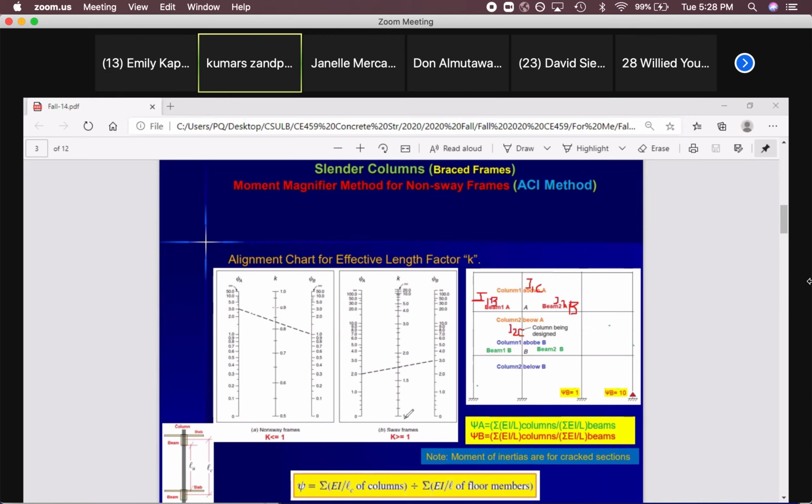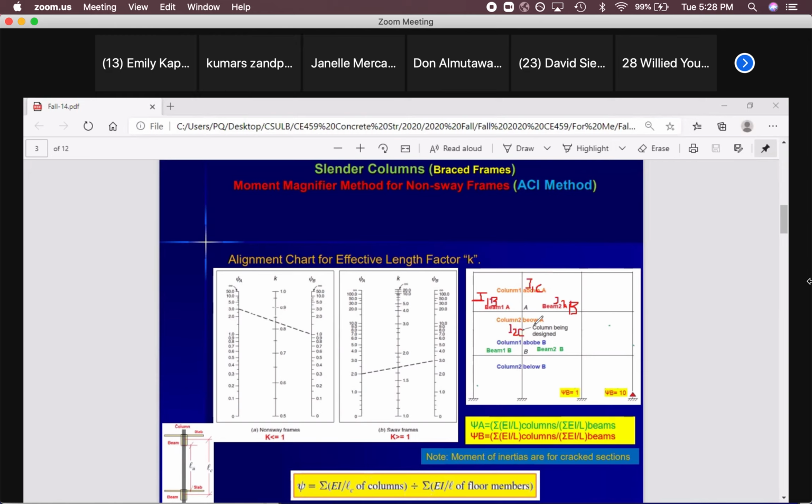That's the same method. But some of them don't have a cracked section, so you don't need to find 0.7, 0.35. For steel, there is no need for that. But for reinforced concrete, yes, you have to go after this. Okay. Is that clear for everybody? Or do you have any question on this one before I go to the next one?